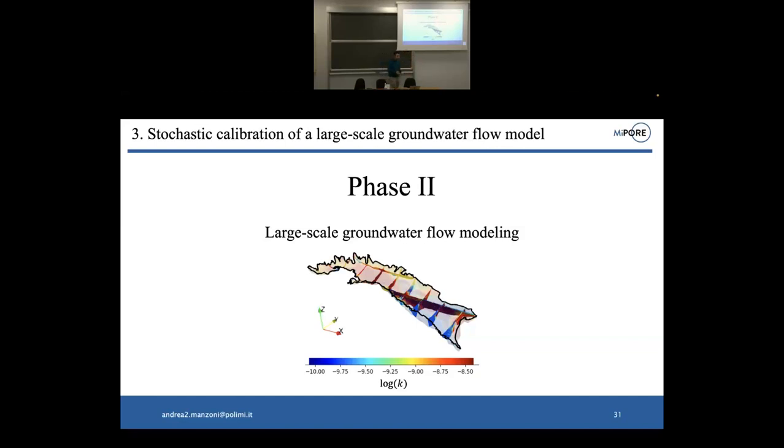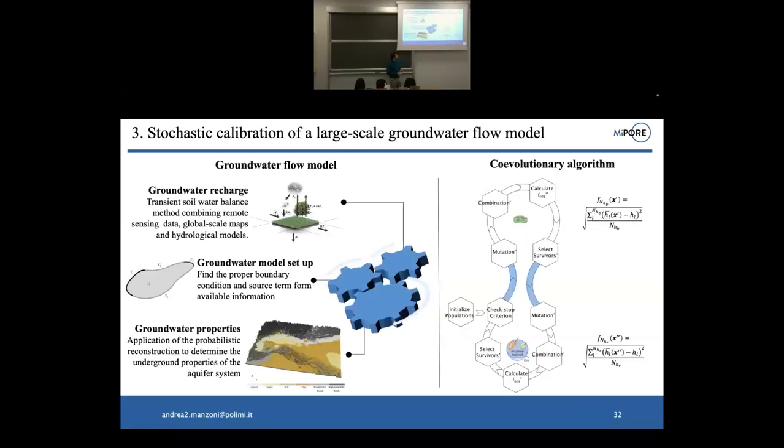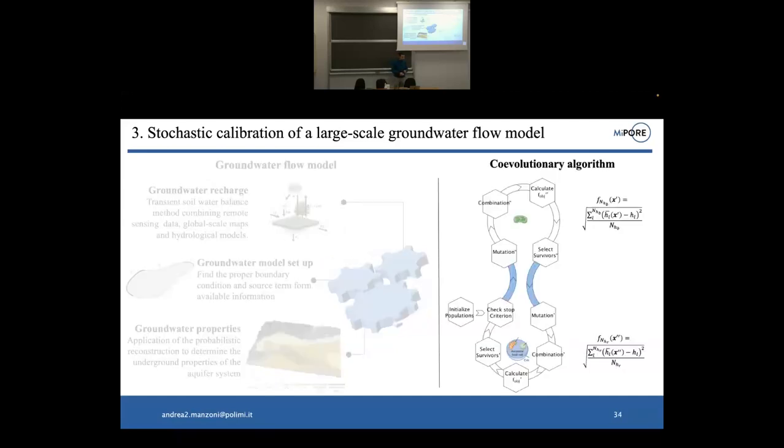Phase 2, as already anticipated to you, is going to be related to the development of a methodology to perform inverse modeling in a large-scale context. So the study area is going to be the same, and the two key components of phase 2 of the methodology are of course the groundwater flow model, which is a challenge by itself because at such large scale we have a lot of complexity, and the technique that we have used to optimize the objective function in order to parameterize the model.